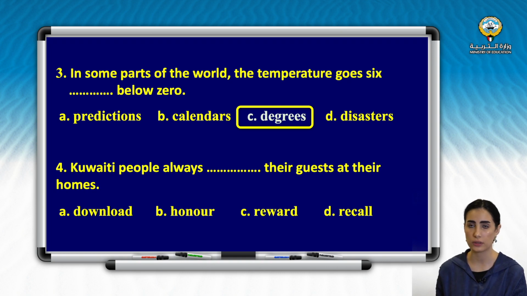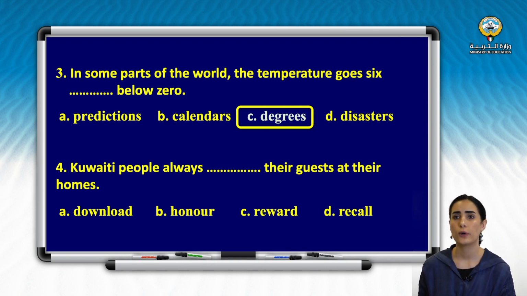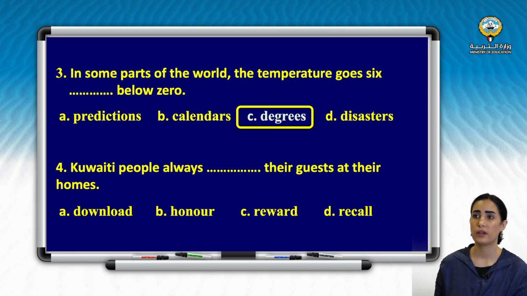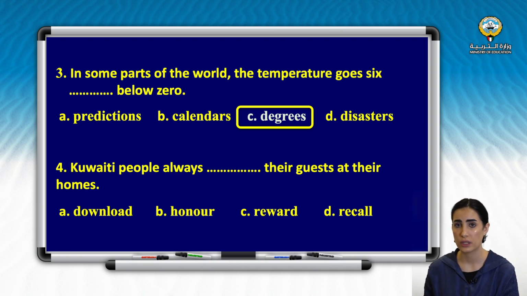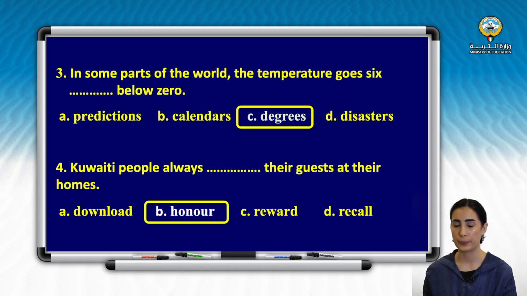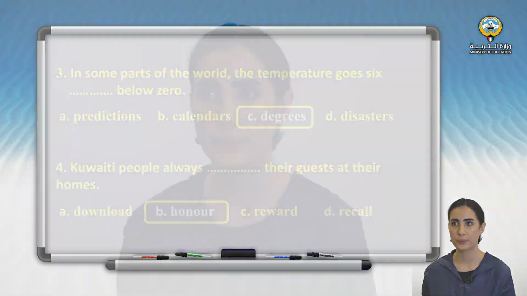So it's very cold. Number 4. Kuwaiti people always blank their guests at their homes. So is it A. download, B. honor, C. reward, or D. recall? Of course, the answer here is going to be B, honor. So Kuwaiti people always honor their guests at their homes.